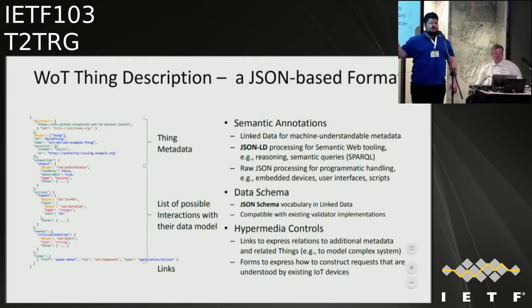And the last part is where we leverage hypermedia controls, work that is also done in the T2TRG, to describe the interactions between things. So one aspect is that we have web linking, so we can express the relation between one thing and other things, like subcomponents of the thing or what is controlled by the thing, but also point to classic documents. So for instance, additional metadata for a thing, which can even be just a manual for the human reader that you can discover this way. The other half is these hypermedia forms that were discussed a lot in this group.